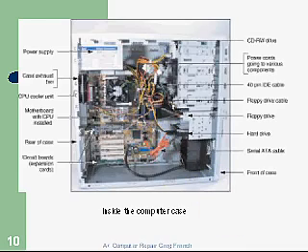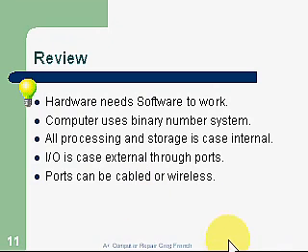Review. Hardware needs software to work. We can't get the hardware to do anything without the software. Computer uses binary numbering system, 0s and 1s. That's all it uses. All processing and storage is case internal. I/O is case external through ports. So our input and output is through the external portion or ports of our case. Ports can be either cabled or wireless. Wireless is becoming very popular instead of using cables.